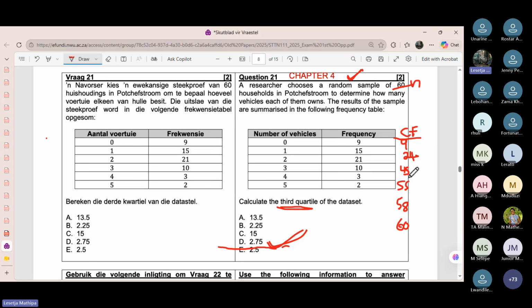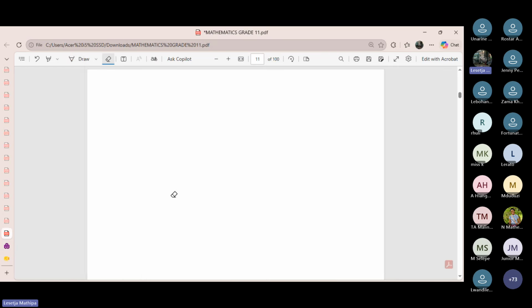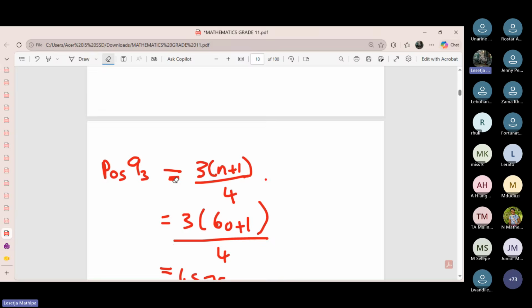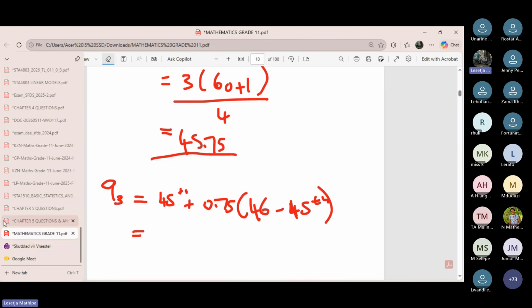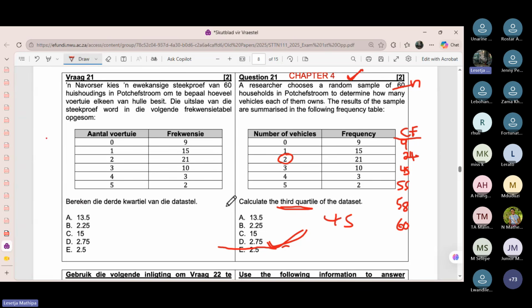So it's 1, 2, 3, 4, 5, 6 vehicles. Actually I got 45.75 as the position. So I check which vehicle 45 belongs to. I guess it's 1, 2, 3. So it's vehicle number 3. We know that if you use this formula with the decimals, we need the positions 46 and 45. The one at 46 is on number 3. It's between vehicle number 2 and number 3.